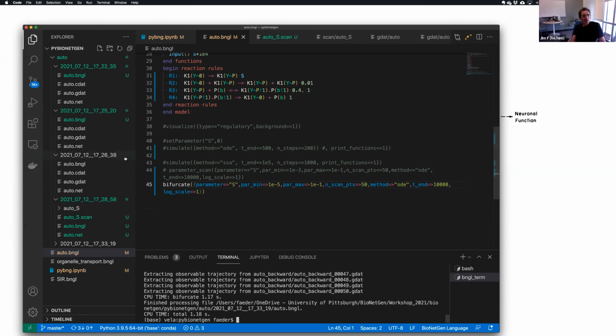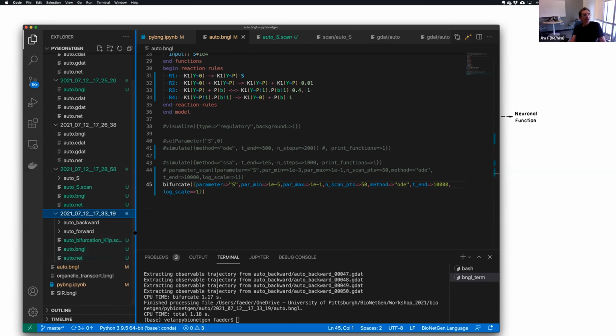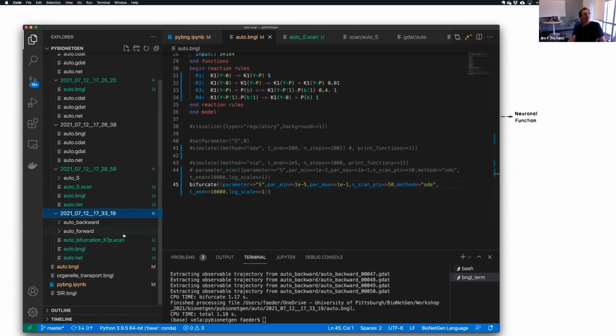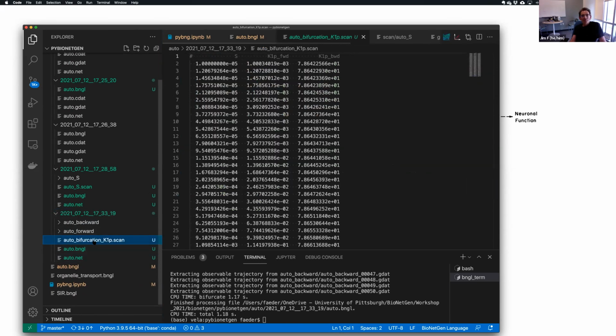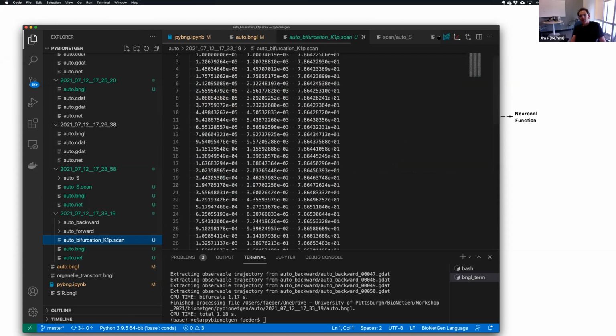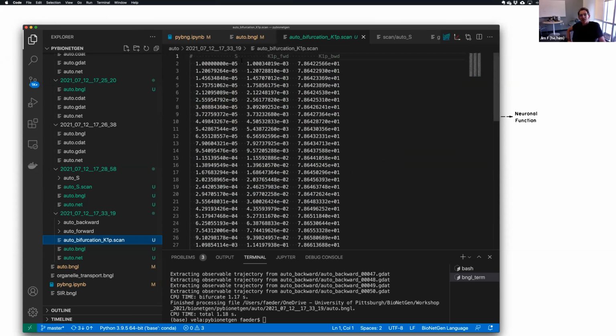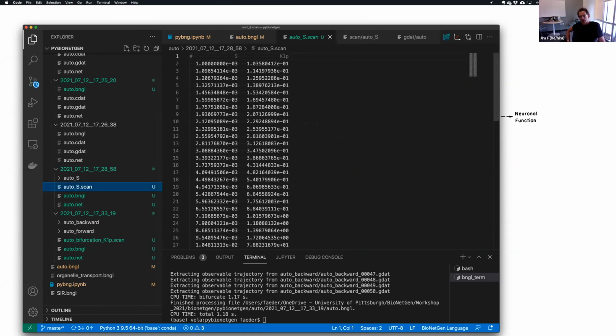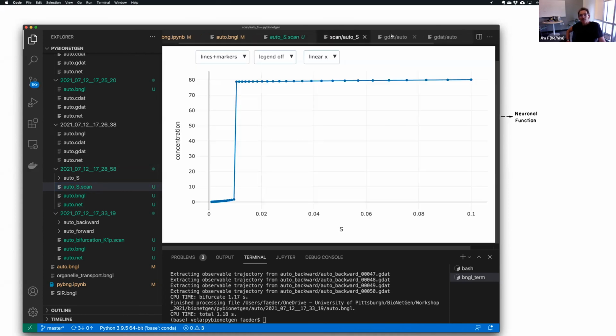Again, it doesn't launch automatically, but if we go in here, we'll find a scan file, and we can pull that up. For the first scan file, it just shows the steady state value of an observable that we specified as a function of the parameter that we swept, S.